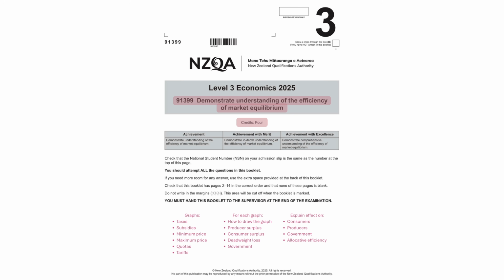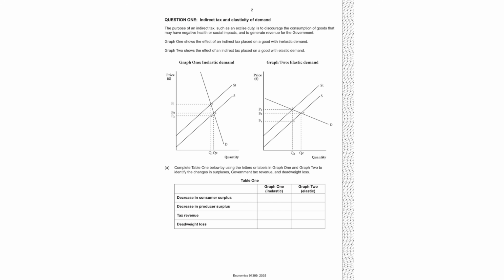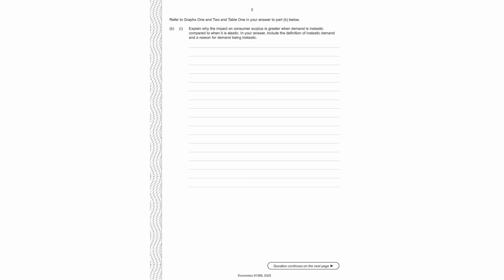This is a 2025 paper. The first question is all about tax. So you've got a couple graphs there that you have to draw in, and you have to draw in the consumer and producer surplus, tax revenue, and deadweight loss. And then there are some explanation type questions where you have to compare different elasticities, and then in relation to the government. The next question is about tariffs.